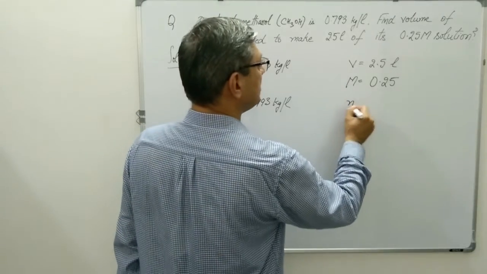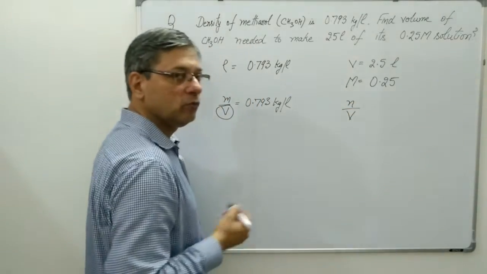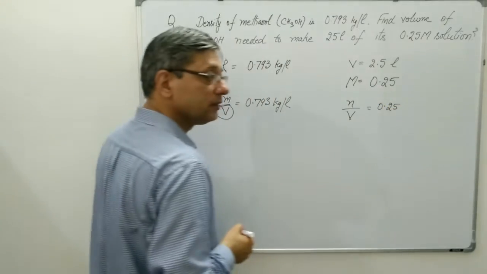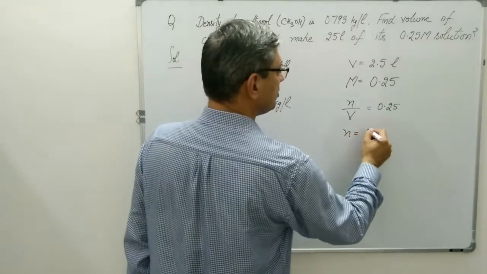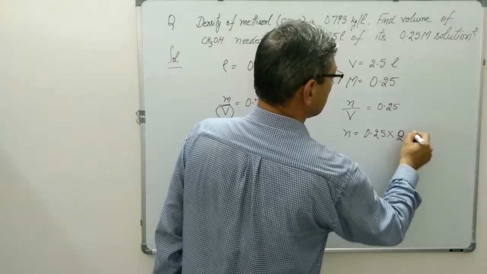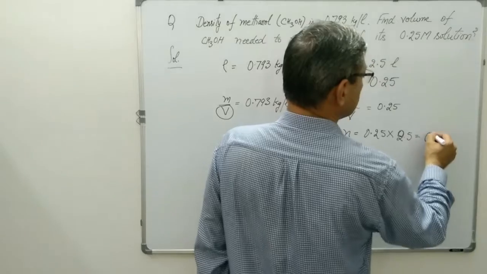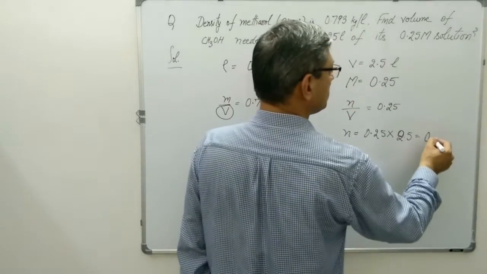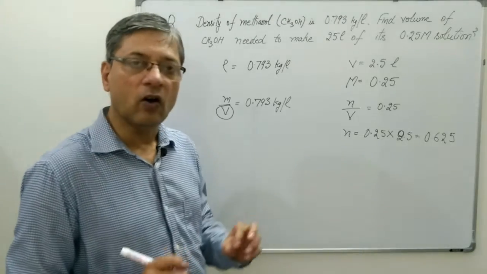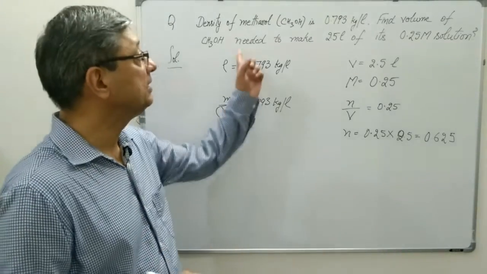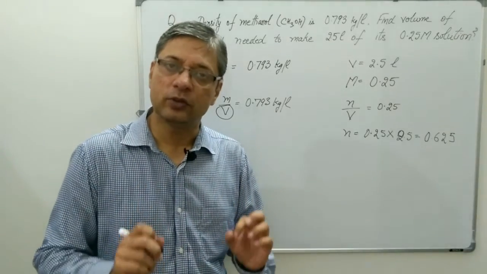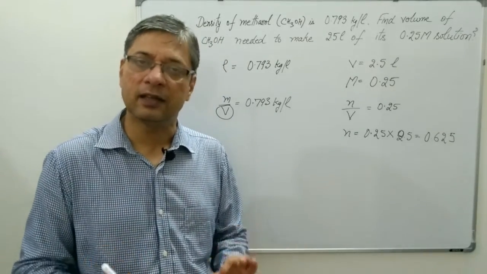Molarity formula is number of moles upon volume of solution in liter, and that is equal to 0.25. I can calculate number of moles. Number of moles is equal to 0.25 into 2.5 liters, that is given, and on solving I get 0.625 moles. So there are 0.625 moles of methanol present in both the solutions, because number of moles of solute will remain the same in the solution.